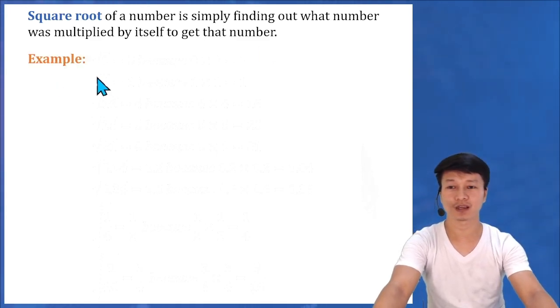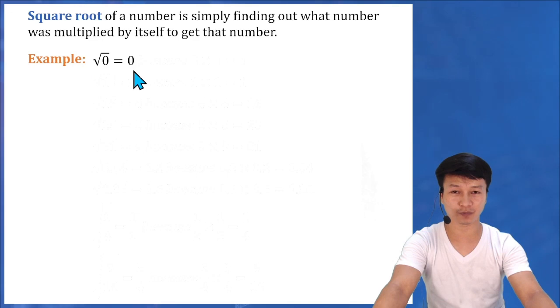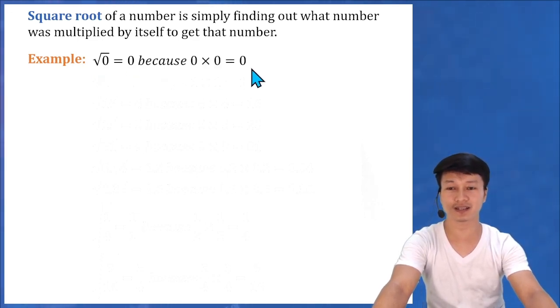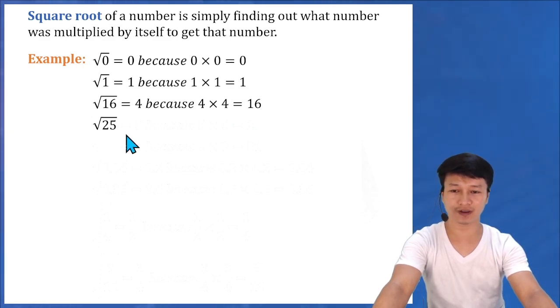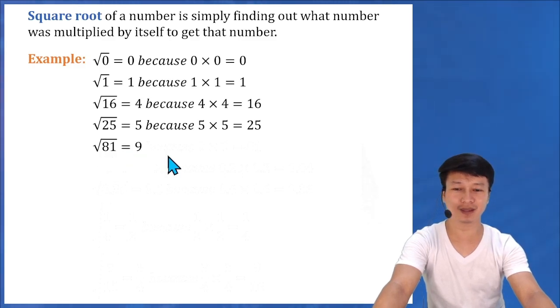Example, if we are going to find the square root of 0, the result is 0. Or the square root of 0 is 0 because 0 times 0 is 0. While the square root of 1 is equal to 1 because 1 times 1 is 1. The square root of 16 is equal to 4 because 4 times 4 is 16. While the square root of 25 is equal to 5 because 5 times 5 is 25. The square root of 81 is equal to 9 because 9 times 9 is 81.